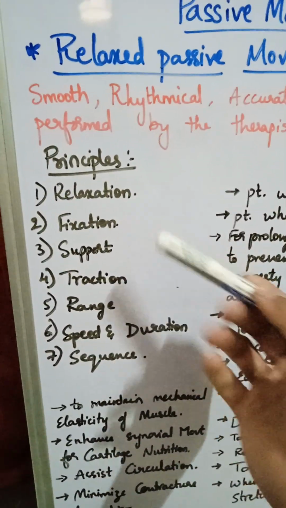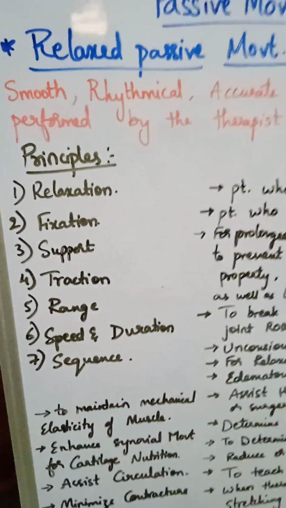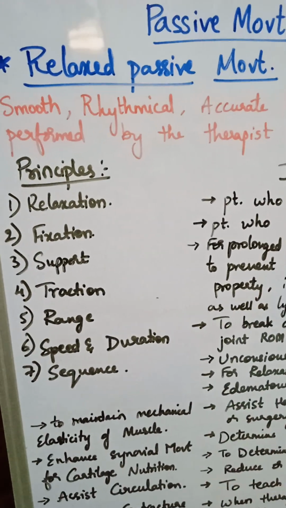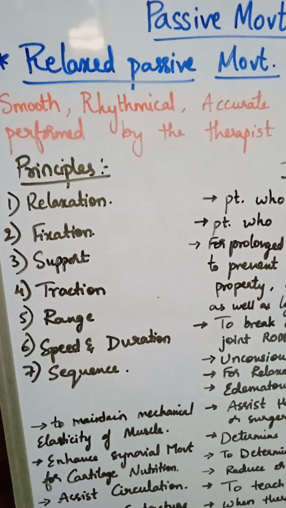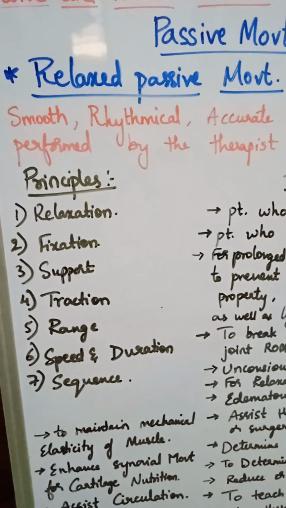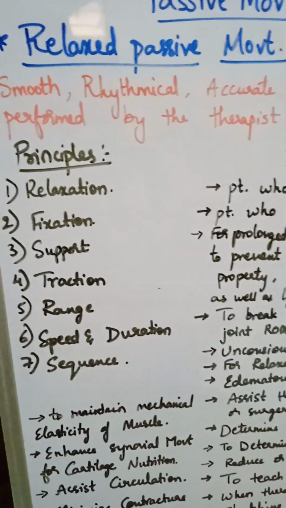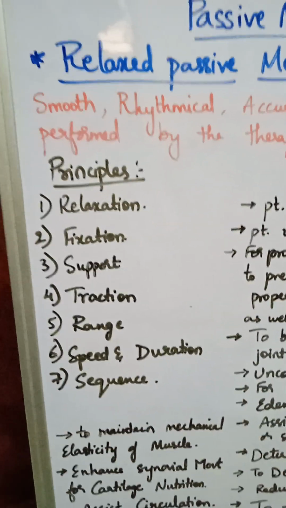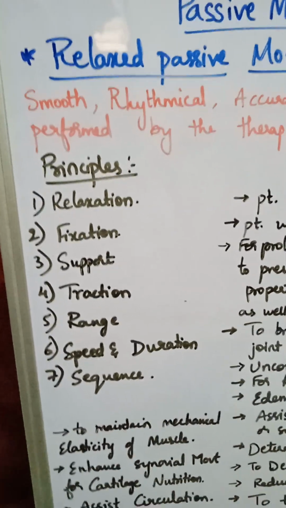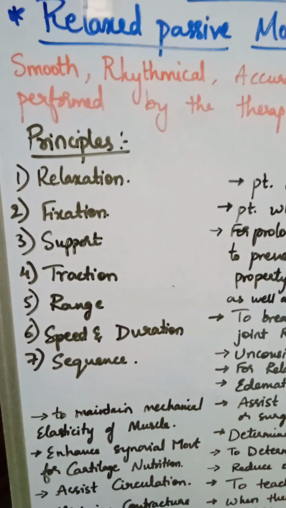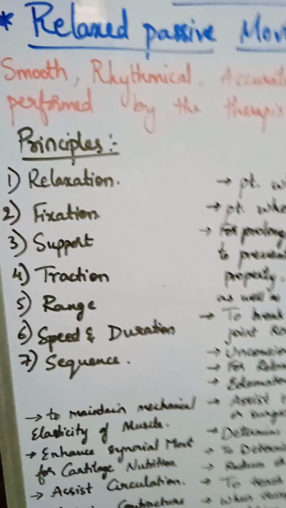Second one is fixation. Fixation is nothing but making the movement localized, that is, limiting the movement to a single joint. We stabilize the joint above, that is the proximal joint. Suppose we are moving the elbow joint, we have to stabilize the shoulder joint. The proximal joint should be stabilized or fixed so that the movement is localized and accurate, and also to prevent trick movements.